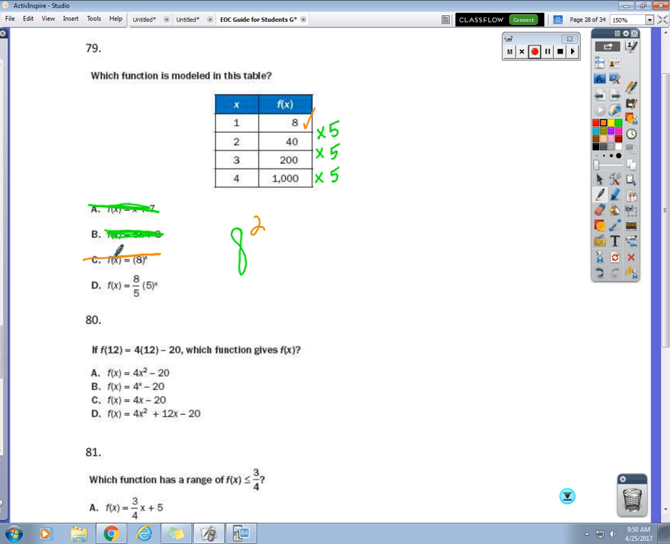No. So now let's look at D, just to make sure we didn't make a mistake somewhere else. 8 fifths times 5 to the x power. If I plug in my first x value of 1, type that in and see what you get. Just type it in.